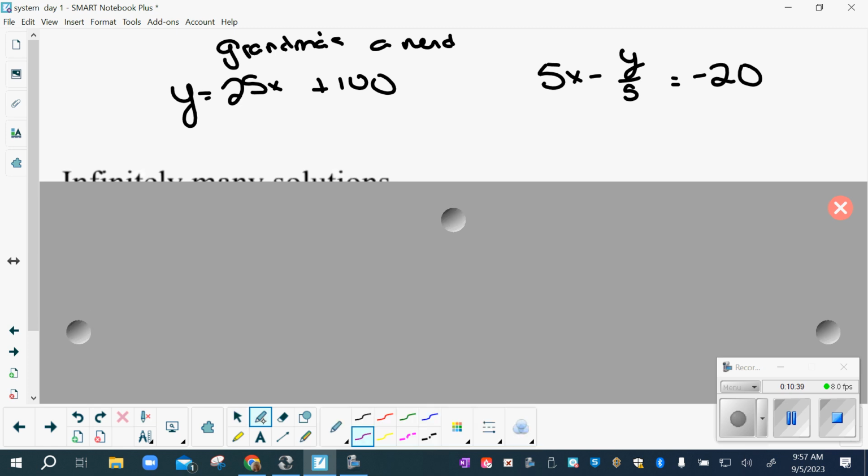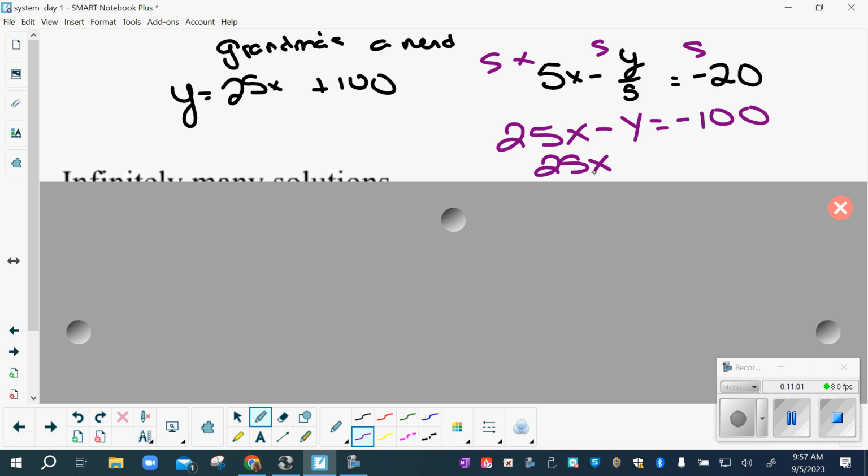Because watch this. I'm going to times this by 5. I'm going to times this by 5. I'm going to times this by 5. And I get 25x minus y equals negative 100. I'm going to flip-flop the y and that 100, so I get 25x plus 100 equals y. They're the same stupid line.